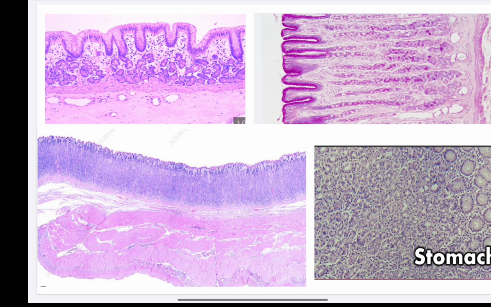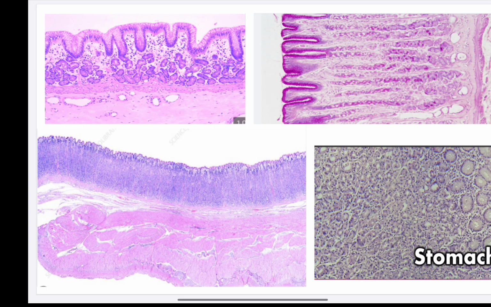Then after the mucosa, we have the submucosa, where we hardly see any glands. As we mentioned, in the esophagus there are some glands in the submucosa. That will also be found in the duodenum, as we will see next. But in the submucosa of the stomach, we hardly find any glands.